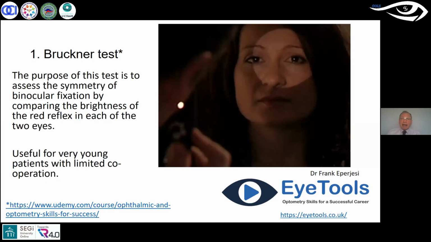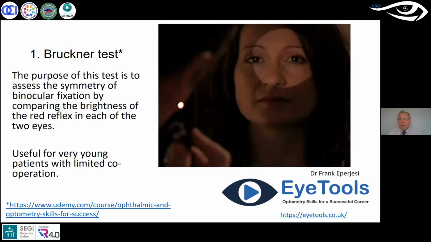So when I became a lecturer at the same optometry school where I did my degree, I introduced this test as part of the curriculum. So at least students who were coming out from 2000 onwards would have some knowledge of this test. And it's very simple, and it's a wonderful test to be able to reach for and to be able to use.